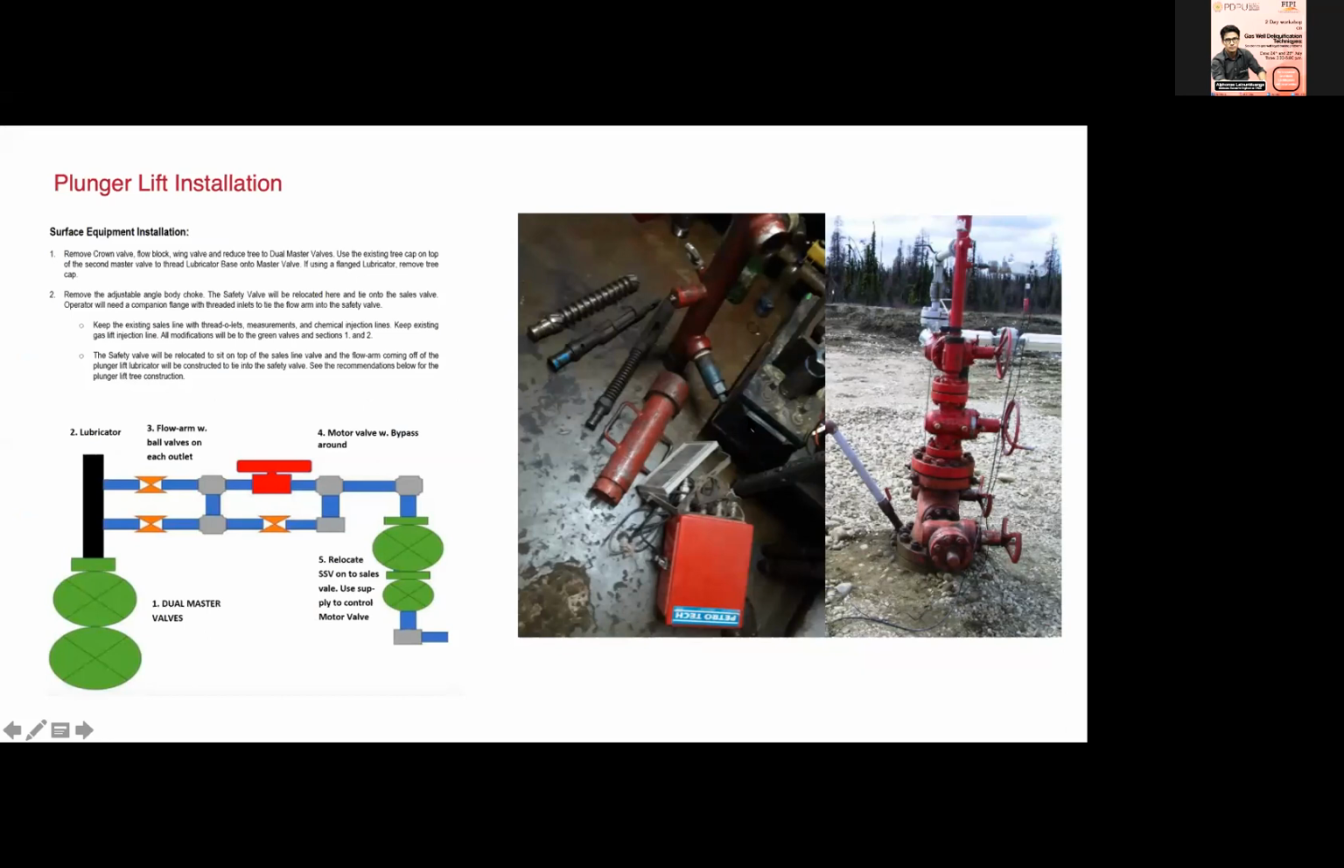You will open this. First, you will close this valve, or you will turn on your auto catcher. It will catch your plunger. You open this, you put your plunger, and you close this and tighten it. And then you open your catcher or your valve, and then the plunger will drop.